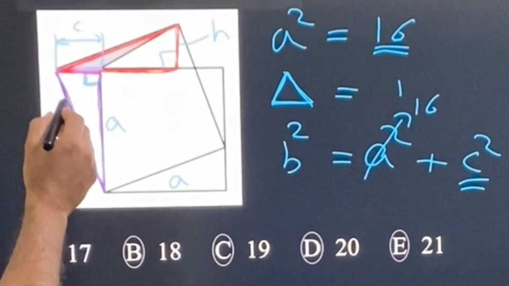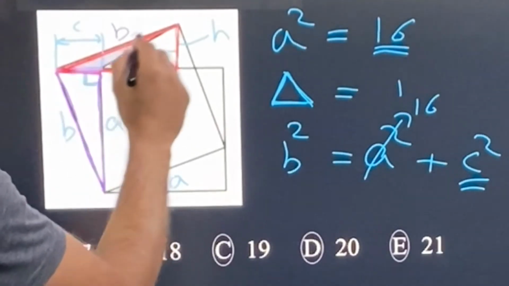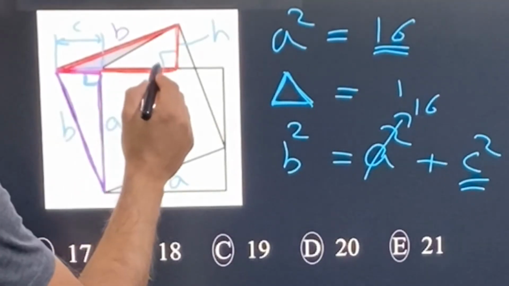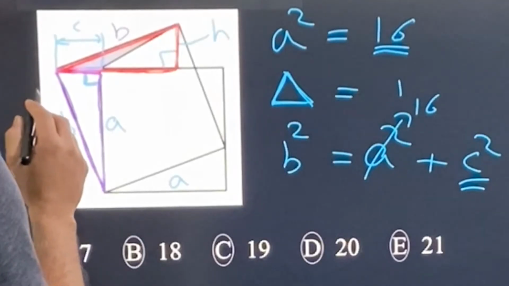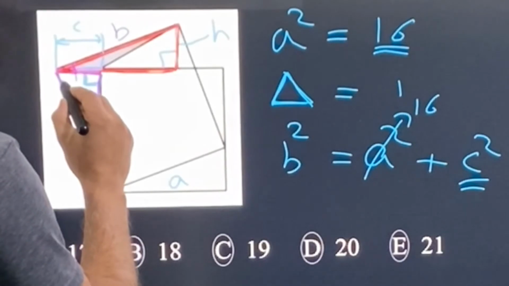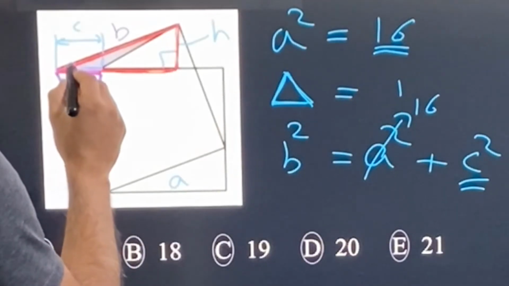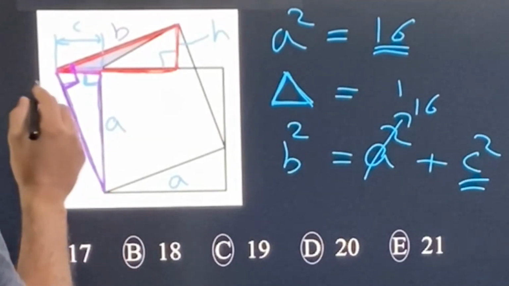If this side is B, this is also B, because that is also the side of the same square, right? And this is a right triangle, this is also a right triangle. Another thing to notice is this is also 90 degree, right? Because this is one interior angle of the square, so this is 90 degree.